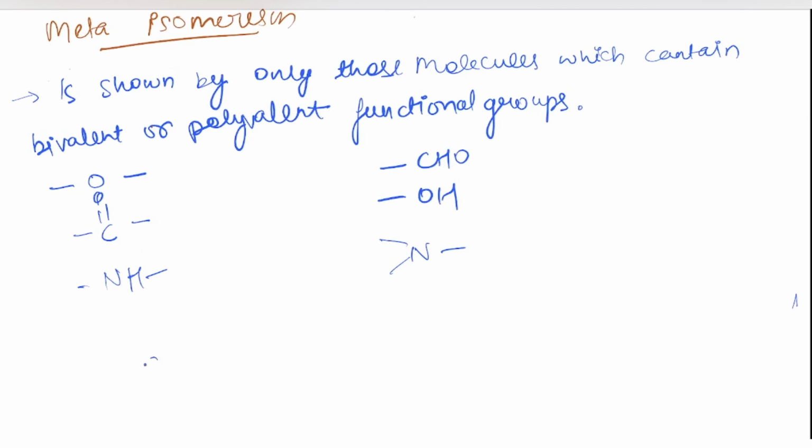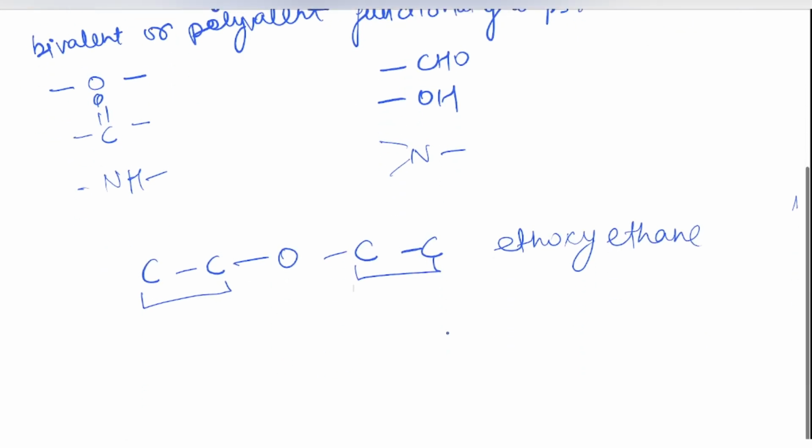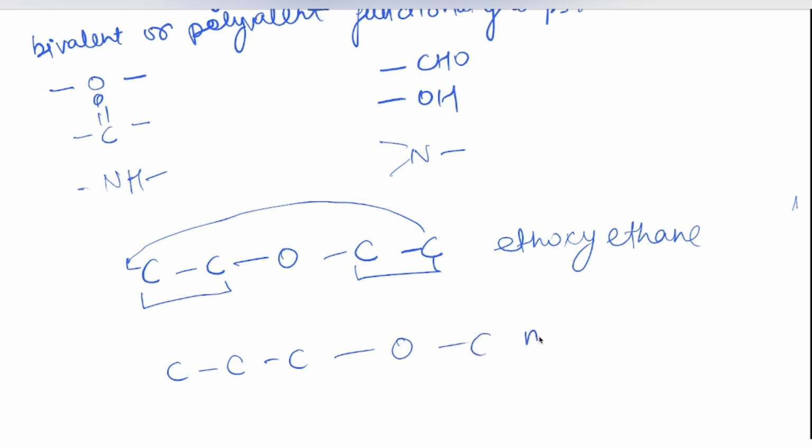So let me give you an example. Let's take this. This is ethoxyethane. So we have 2 carbon atoms on this side and 2 carbon atoms on this side, right? If this compound were to show meta-isomerism, then I will exchange one of the carbon atoms from this side of the functional group to the other side. So it will become methoxypropane, right? Because I shifted one carbon atom from this side to the other side, so it became methoxypropane.